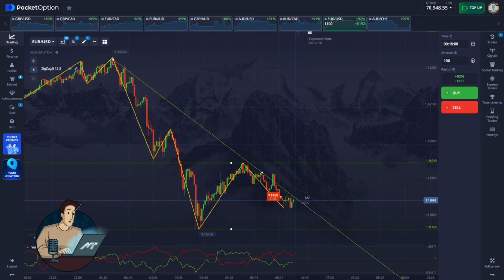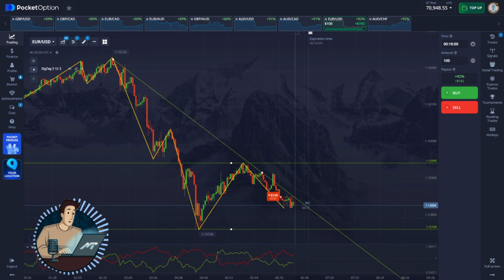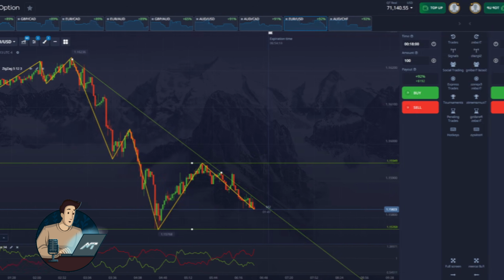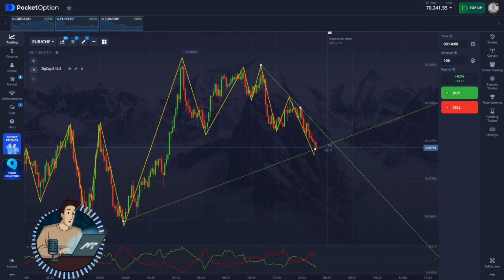All right, deal's done. Price literally just followed the trend line, smooth as butter, and it closed in profit. Let's break down what's actually happening here.